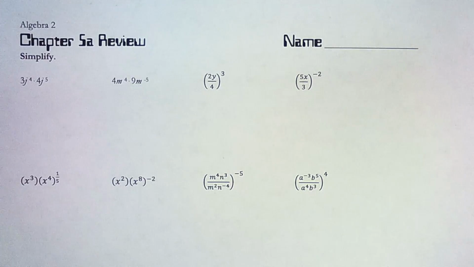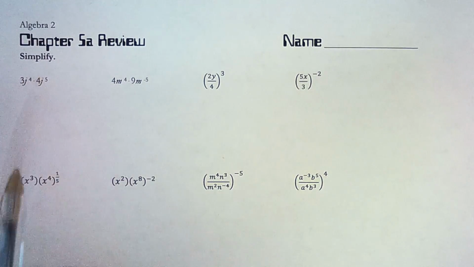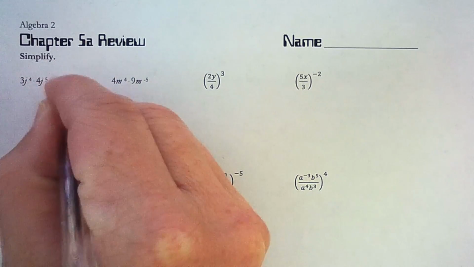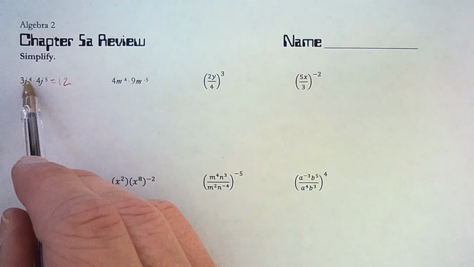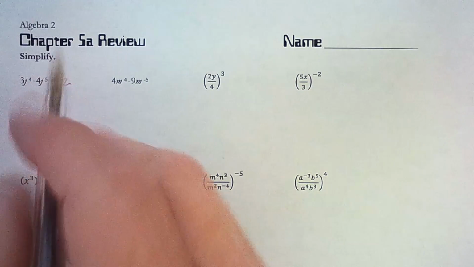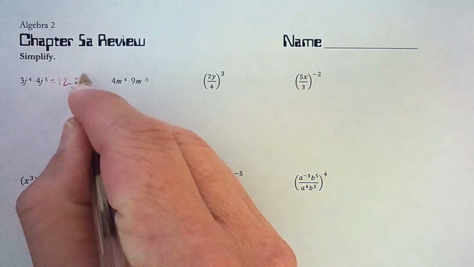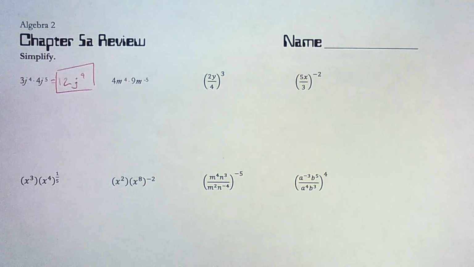Hey everybody, in this video we are going to review exponent rules. For our first problem here, we're multiplying 3 times 4, and that's 12. And then j to the 4th times j to the 5th. When we are multiplying these variables, we are going to add the exponents. 4 plus 5 is 9, so it is j to the 9th. 12j to the 9th power.